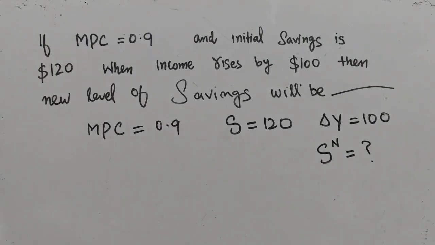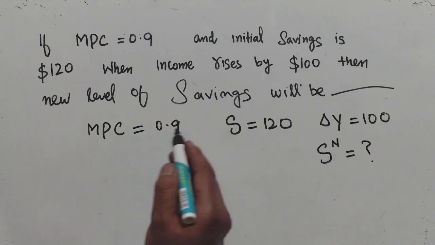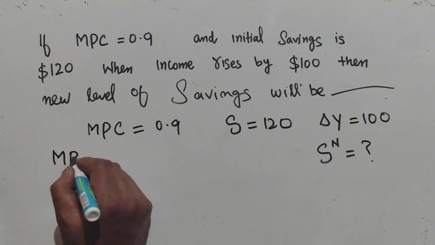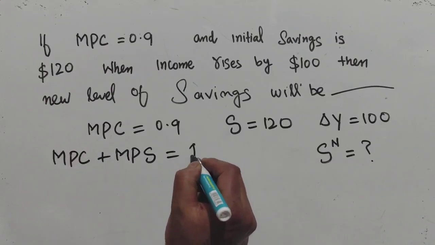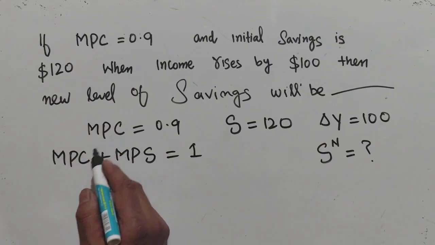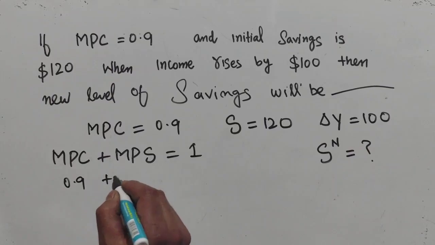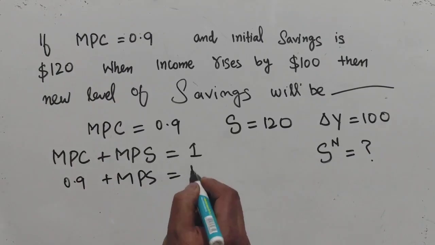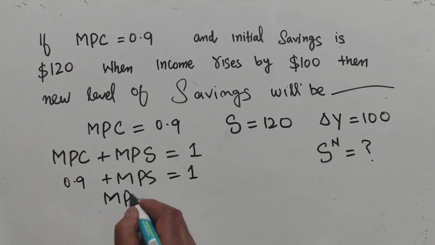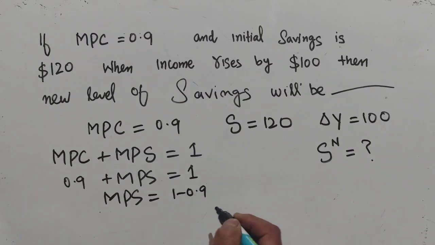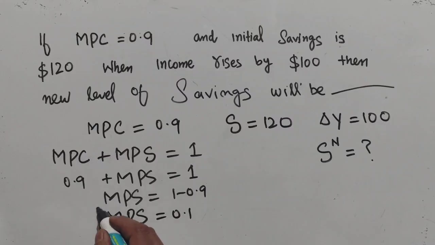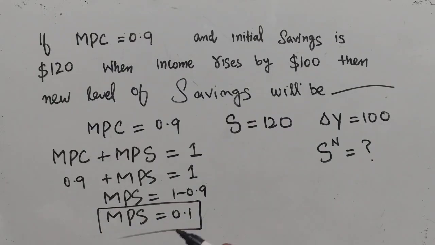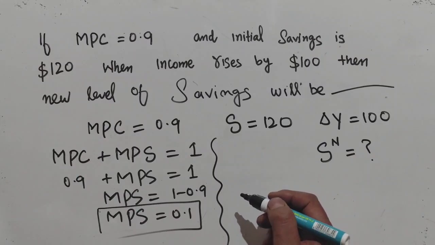Okay, so if MPC is 0.9, we know that marginal propensity to consume plus marginal propensity to save is equal to 1. So MPC is 0.9, plus MPS is equal to 1, or MPS is equal to 1 minus 0.9. So marginal propensity to save is equal to 0.1. First we were supposed to find out the marginal propensity to save.